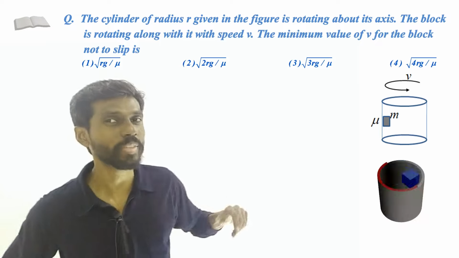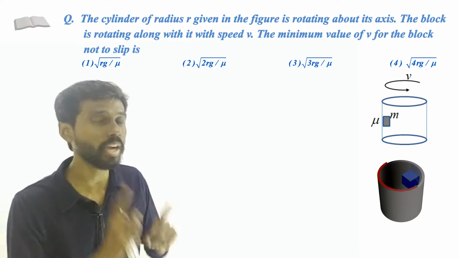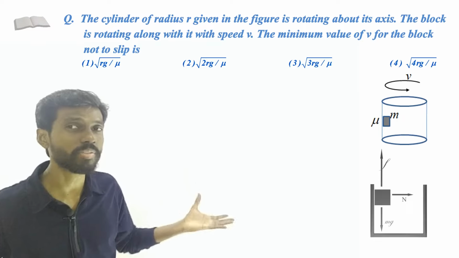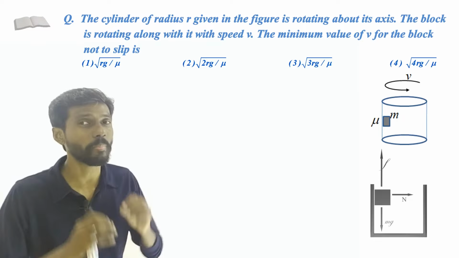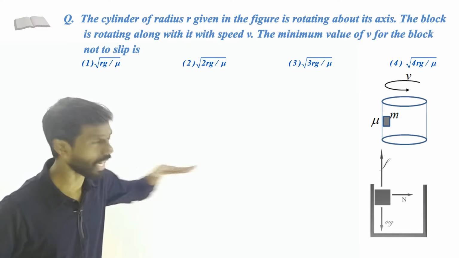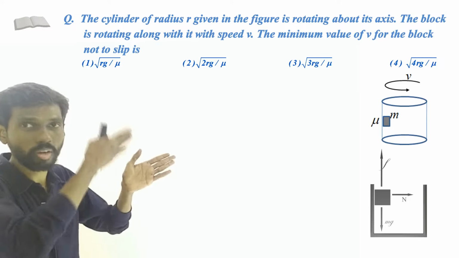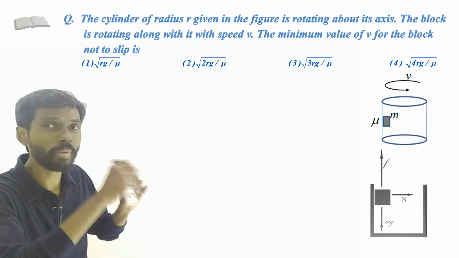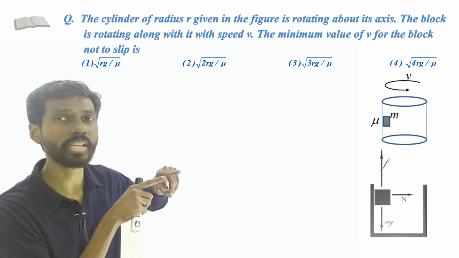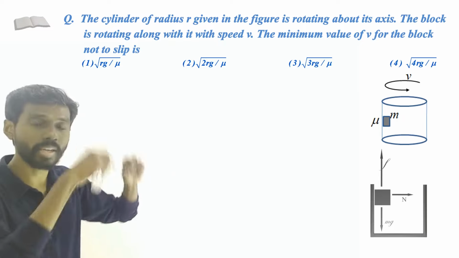Here the cylinder is rotating with speed v, and this block is also rotating with the cylinder. Now it is not slipping because of the frictional force. The gravitational force in the downward direction is balanced by the frictional force in the upward direction. But the centripetal force is not due to the frictional force. The force acting in the horizontal direction is the normal force between the wall of the cylinder and the block, and that normal force is the centripetal force, because it is the force acting in the horizontal direction towards the center.